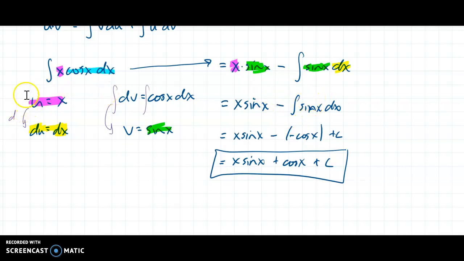And that is fundamentally what integration by parts does. It takes something that is in the way and it gets rid of it. And it does it by taking the derivative. And I'll show you some more ways in the next video.